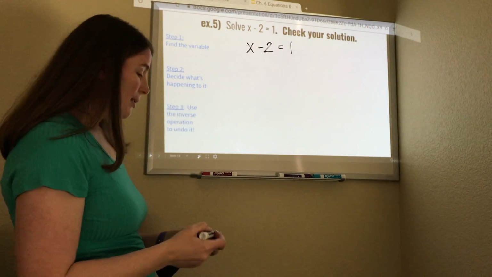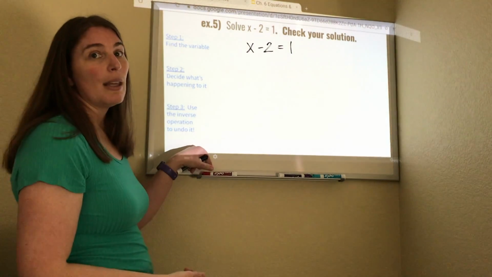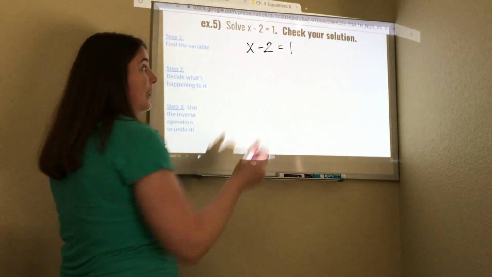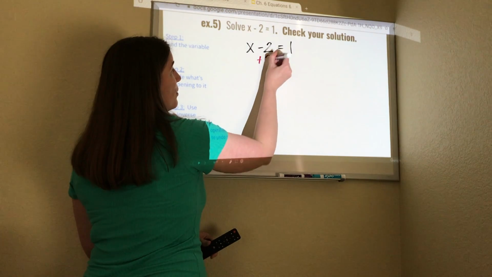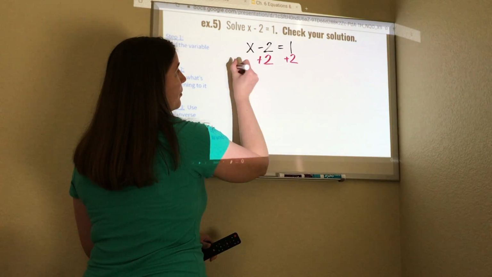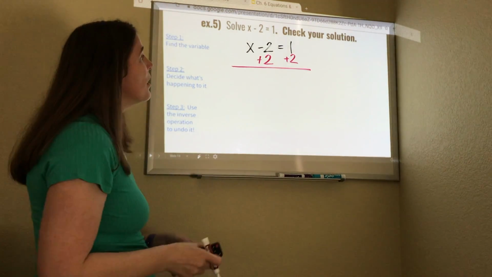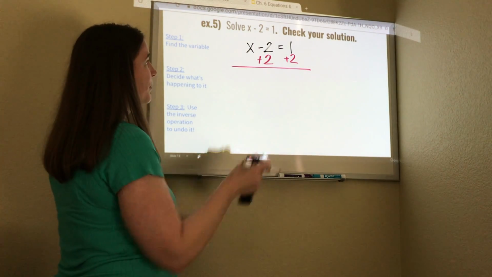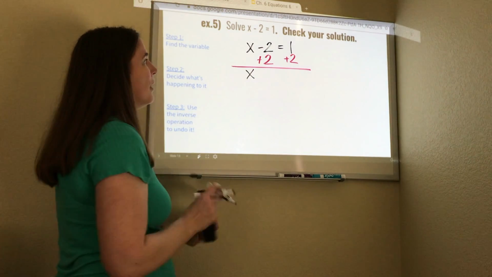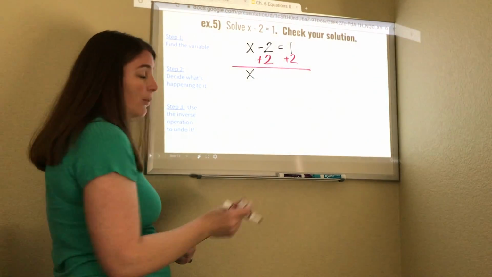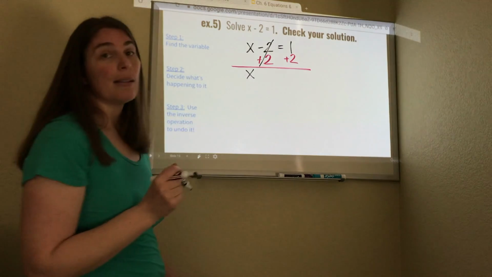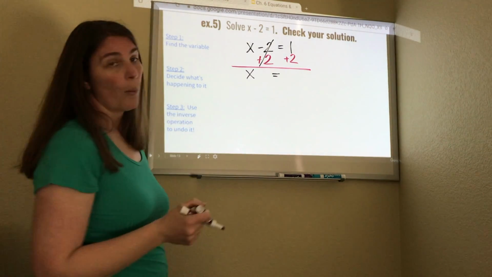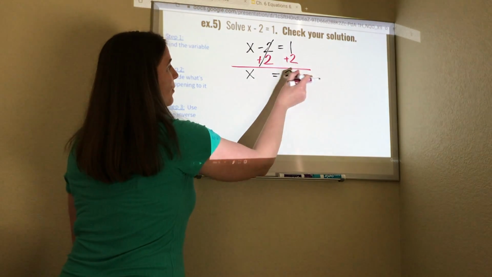And then step 3 is I need to undo it by using the inverse. So the opposite of subtracting is adding. So I'm going to add 2 to both sides. Okay? So let's go ahead and do that. So what am I left with on the left side? X. Negative 2 plus 2, that will be 0, right? And then equals 1 plus 2, and that's 3.